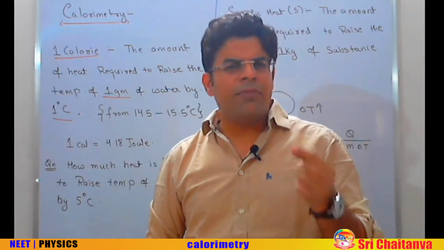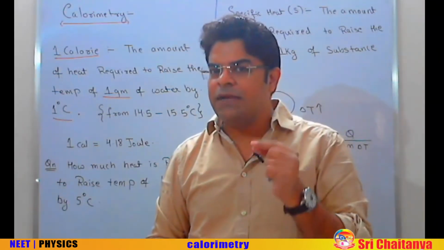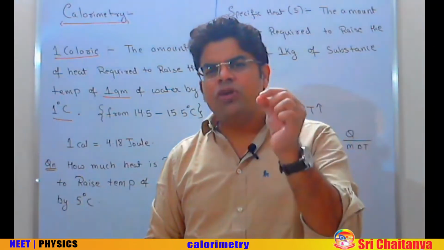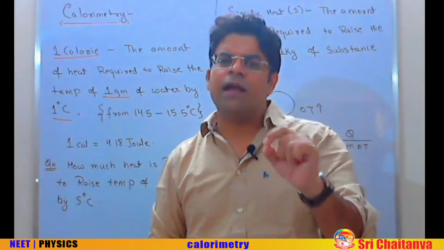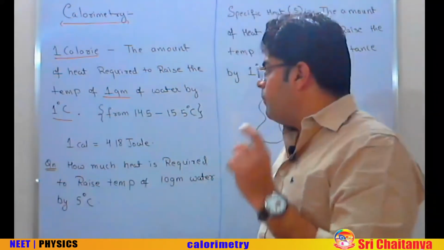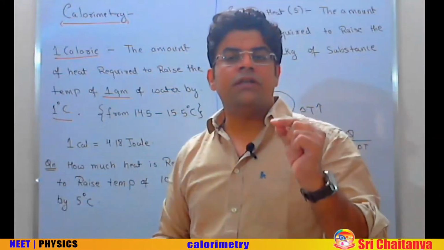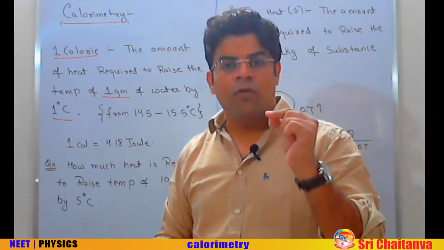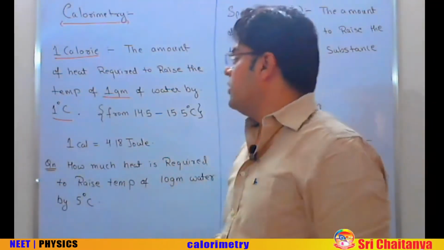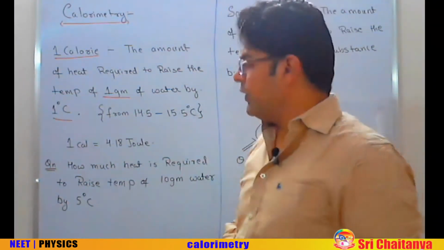But raising the temperature of water by 1 degree centigrade does not always require exactly 1 calorie. It might require 0.998 calorie or it might require 1.006 calorie. So exactly the proper definition is the amount of heat required to raise the temperature of 1 gram of water by 1 degree centigrade, specifically from 14.5 to 15.5 degree centigrade.